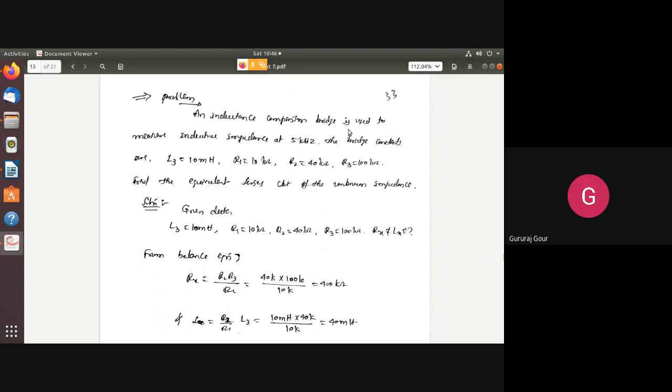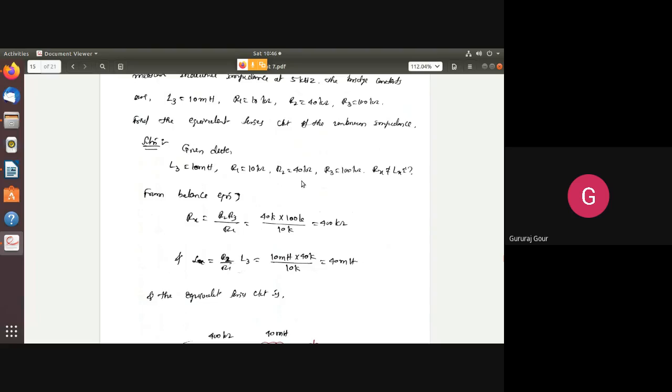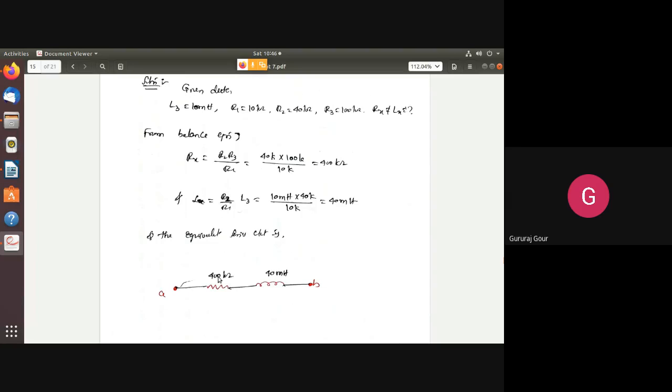An inductance comparison bridge is used to measure inductance impedance at 5 kilohertz. The bridge constants L3, R1, R2, R3 are given, and now it is asking you to find the equivalent series circuit of the unknown impedance. All the values are given, but you have to solve it neatly like this. Substitute the values here to get Lx and Rx, and draw the final arm. Don't forget to draw that one.